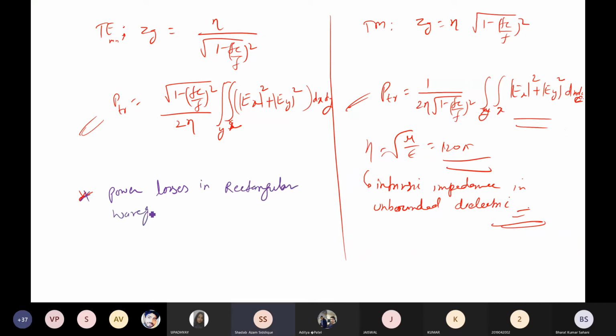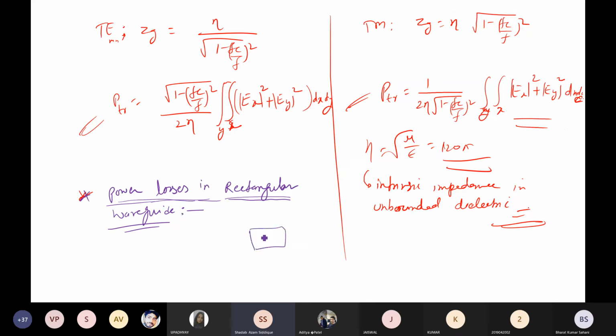Rectangular waveguide. Power loss means the loss of power while propagating a wave from one end of the waveguide to the other end. So, what losses are there in the rectangular waveguide?